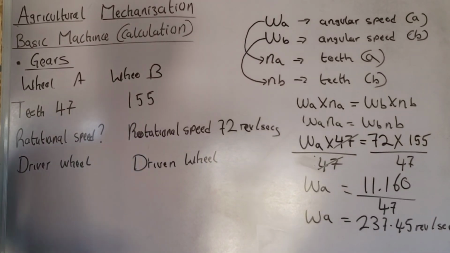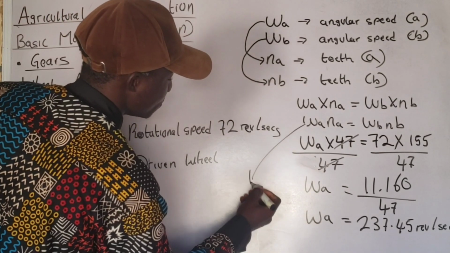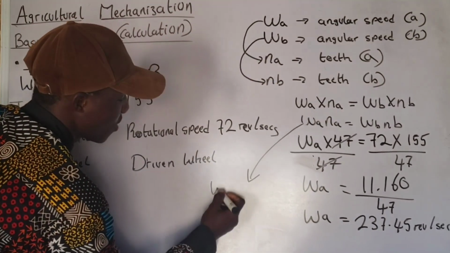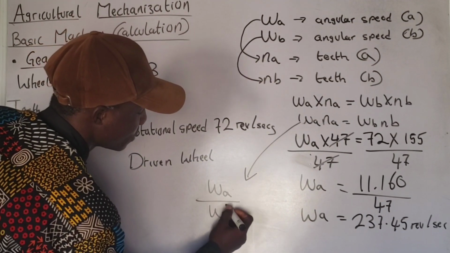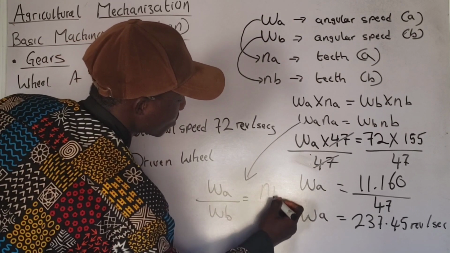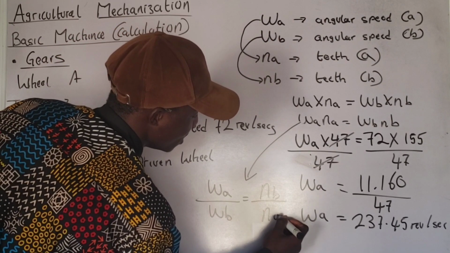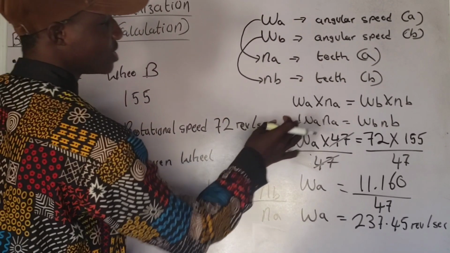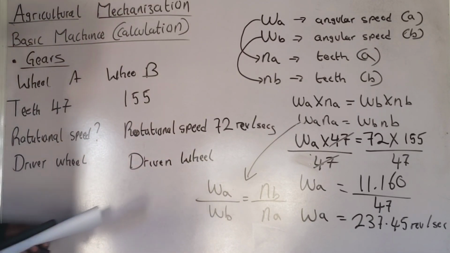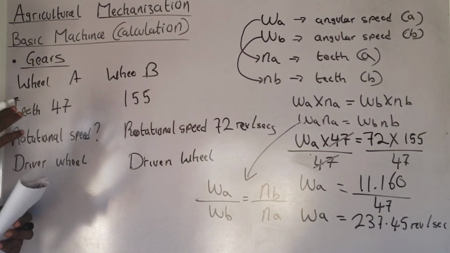And also, this formula can be written in this form. This formula can be written as this: angular speed of A all over angular speed of B equals the number of teeth of B all over the number of teeth of A. So you can either use this or use this. You understand? So whichever you remember, you can use any of these formulas. It's also the same.